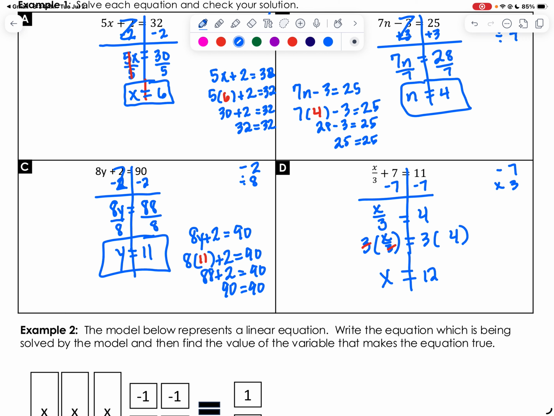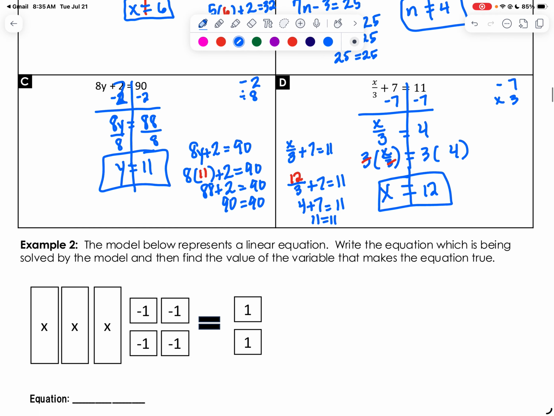Now we'll check that by writing down the original equation, and we'll plug in our solution, which was 12. And we'll see if we're correct. So 12 divided by 3 is 4 plus 7. So 11 equals 11. So x equals 12 is the solution to this equation.